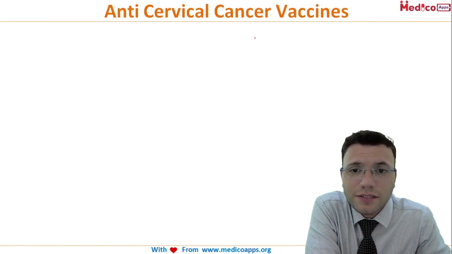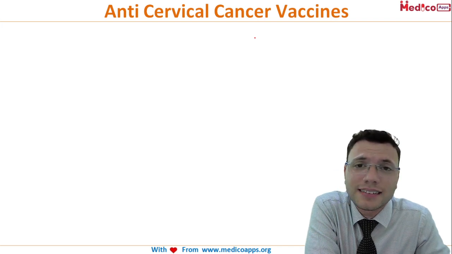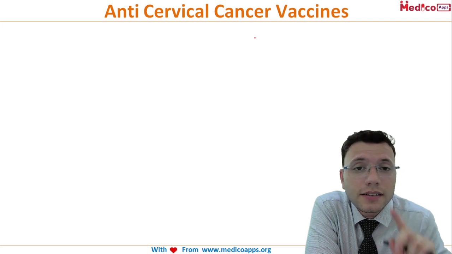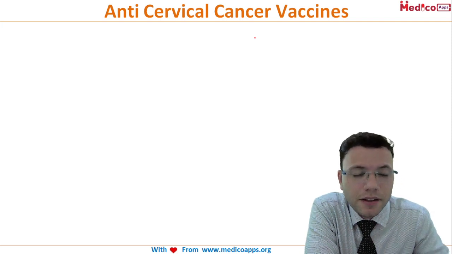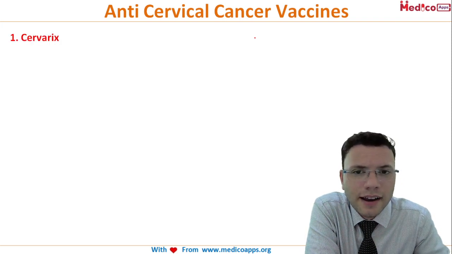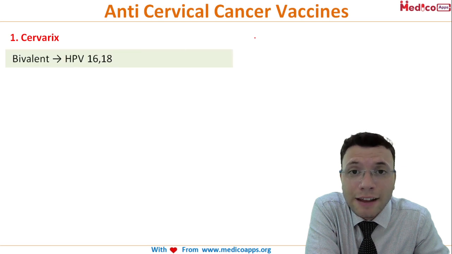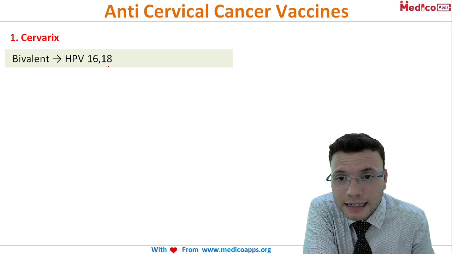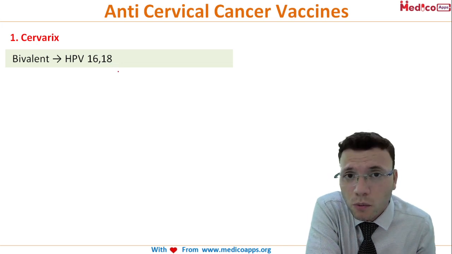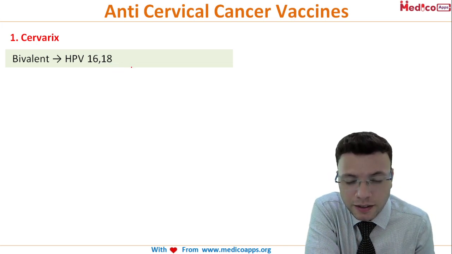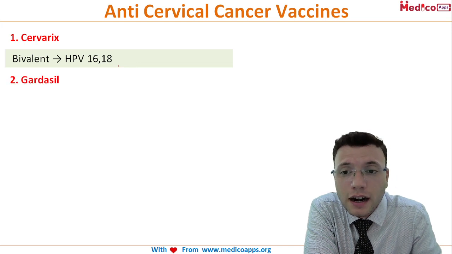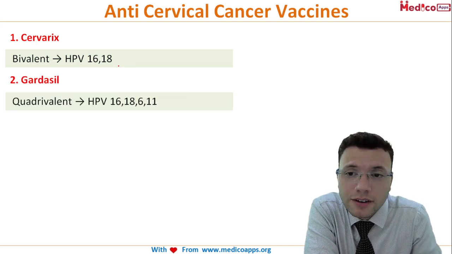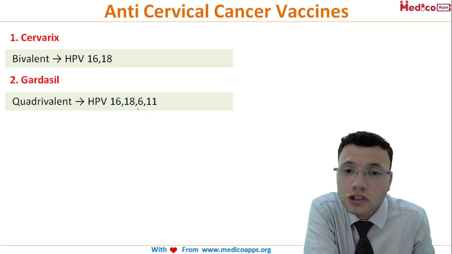All right. So now we'll learn about anti-cervical cancer vaccines. That is 2 of them, you remember, Cervarix and Gardasil. One more new thing we'll learn in this slide. Cervarix is bivalent, given as 16 and 18 strains of human papilloma virus. It protects from these two. Gardasil, whereas, is a better one, covering 4 strains of HPV. 6 and 11 are the new additions.